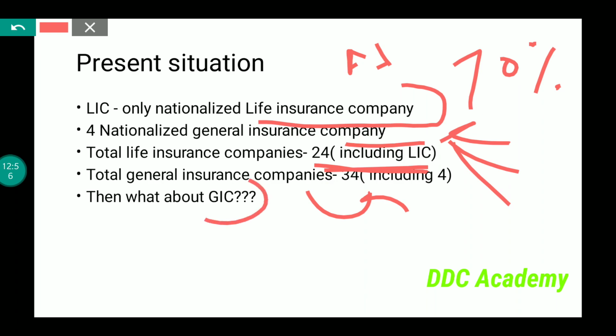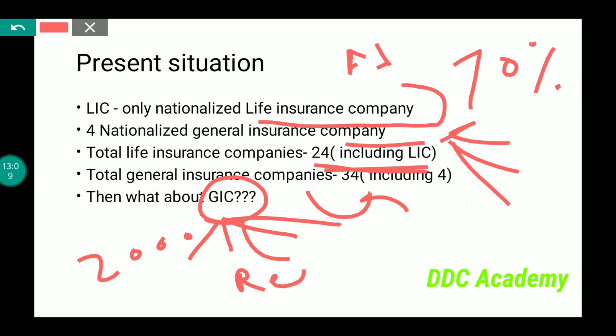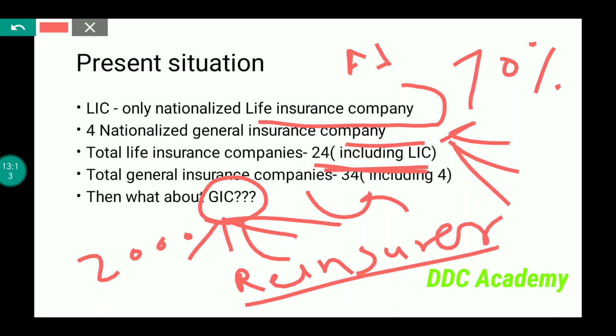Now what about GIC? As I told, the four subsidiaries were delinked from GIC in 2000. Then what happened to GIC? GIC was converted into a reinsurer. So at present GIC is the only reinsurer present in India. You have to keep in mind that GIC is a reinsurer now.